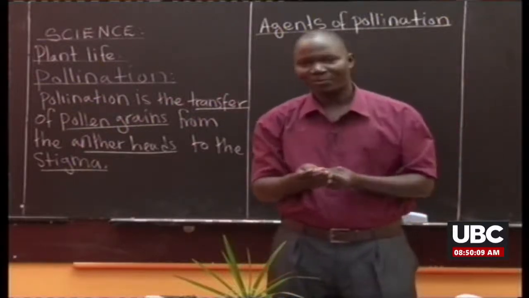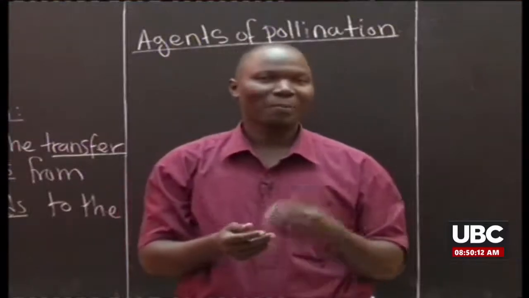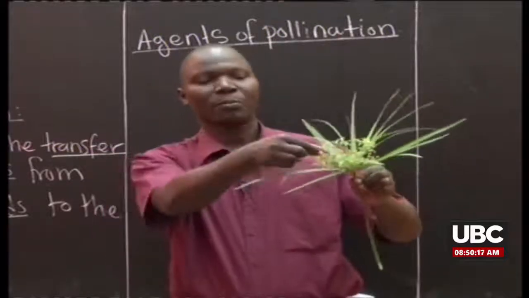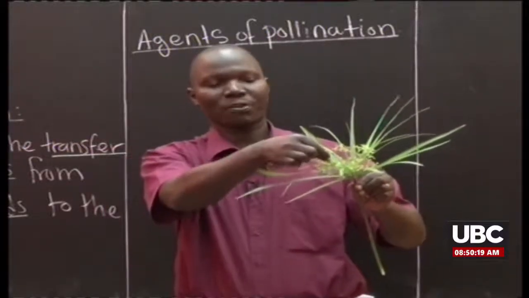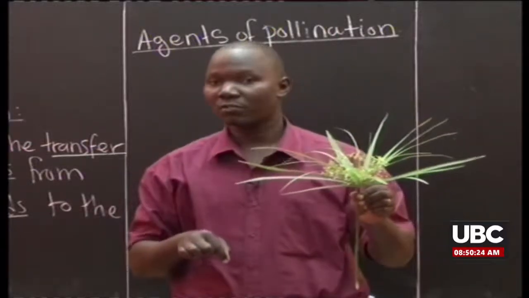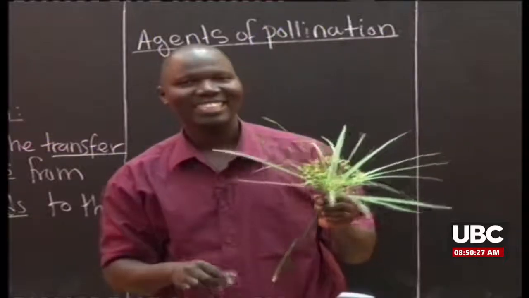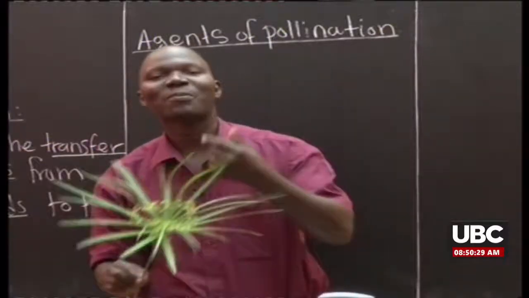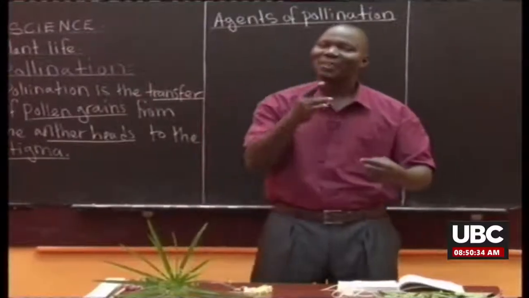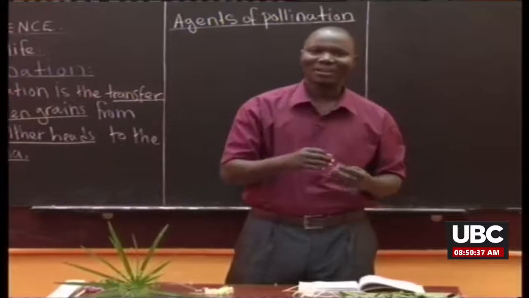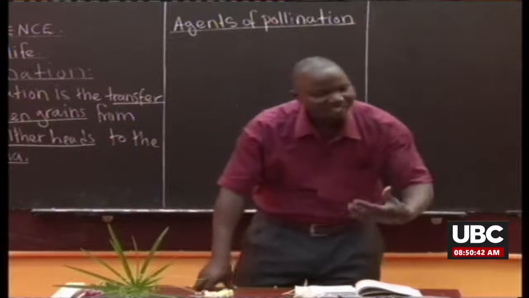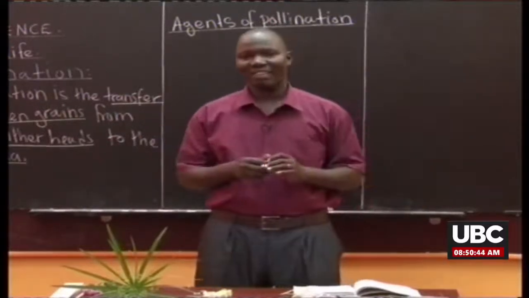The things that help. We have very many flowers. You can't go flower by flower, getting pollen from the anther of one and putting it on another, moving around the flowers in your whole village. You can't do that. There are some things that help us to do that. And what are those things? They are the ones we are calling agents of pollination. And I know children, you've seen very many of them.